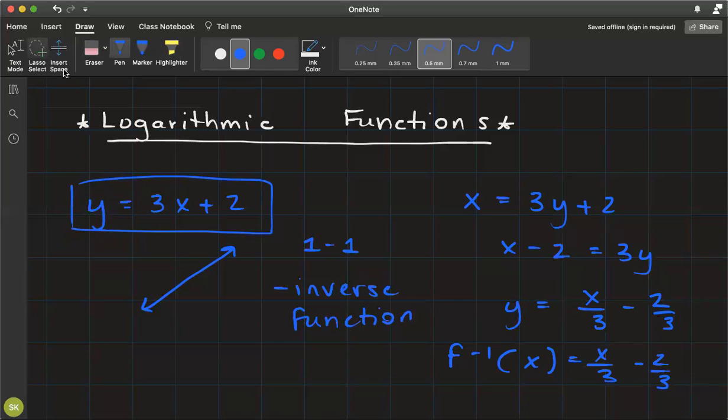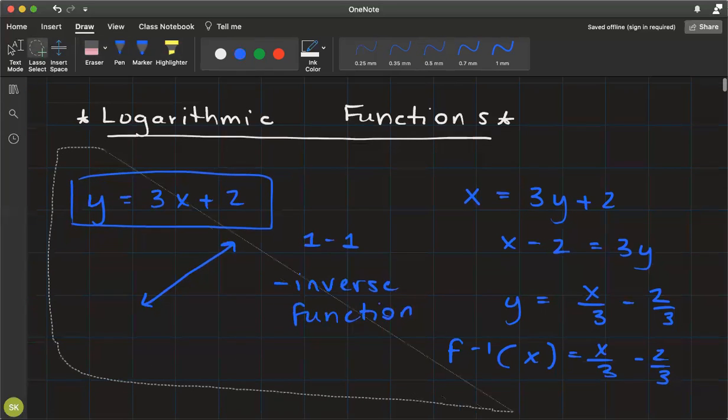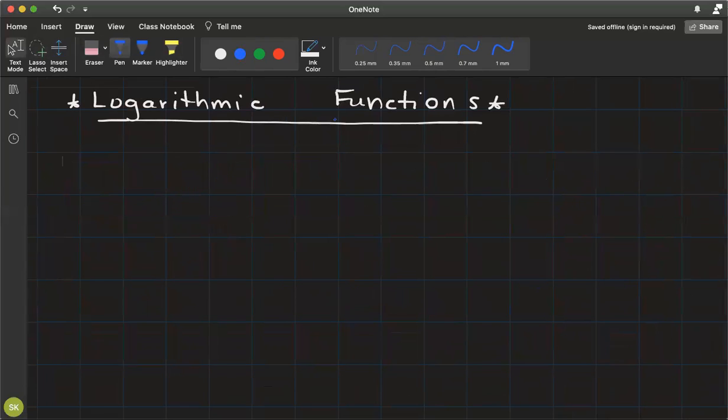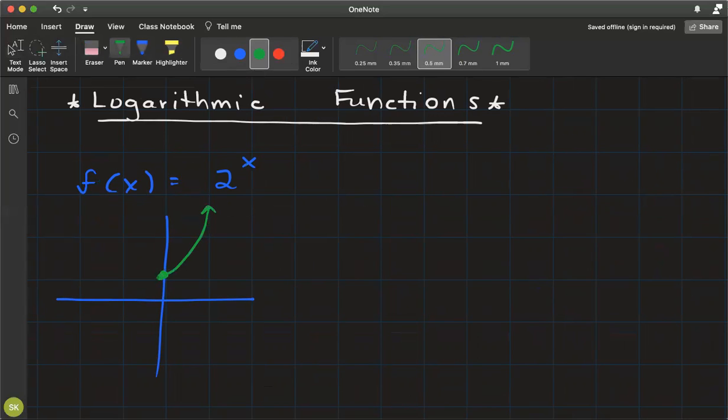Now, in the last few videos, we were talking about exponential functions. So we had functions that looked like f of x is equal to 2 to the x. And we said that this function, if we were to graph it, looks something like this. It goes through the point 0, 1, heads up like that, and then this side goes towards this horizontal asymptote, y is equal to 0. This function is 1 to 1, and it has an inverse.